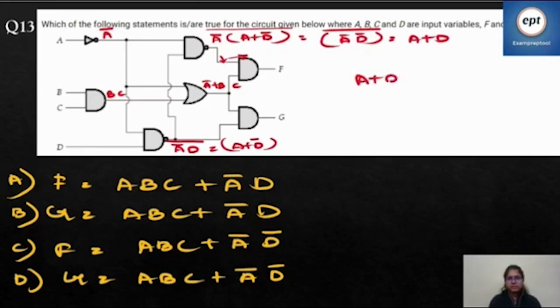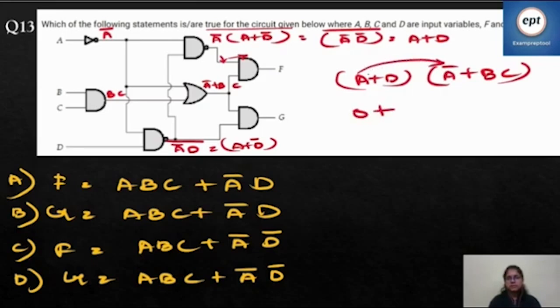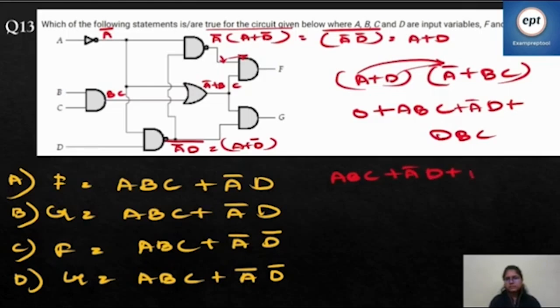Now A plus D, here the answer will be in multiplication. It will be A bar BC. So now if we multiply this, it will be 0 plus ABC, and if we multiply this, it comes out to be A bar D plus, and then DBC. So like this it will be. Now let's take ABC plus A bar D plus DBC.